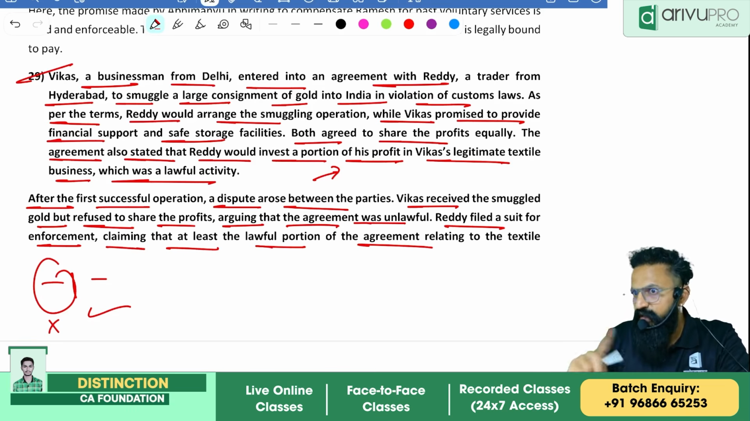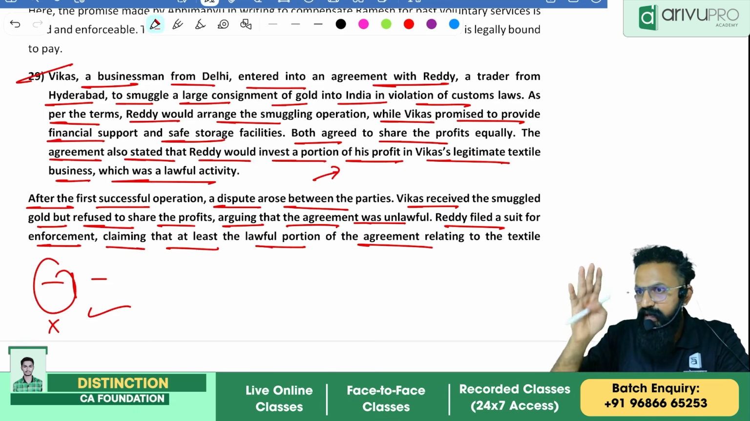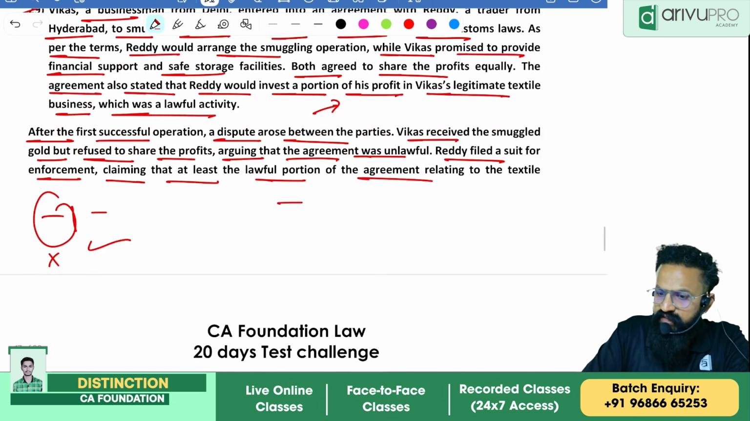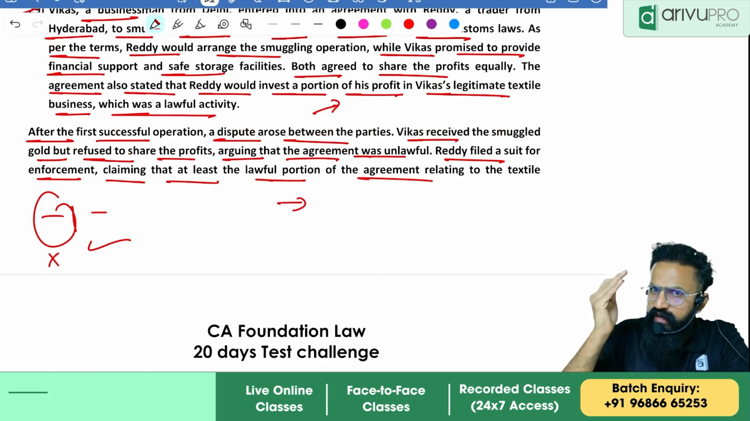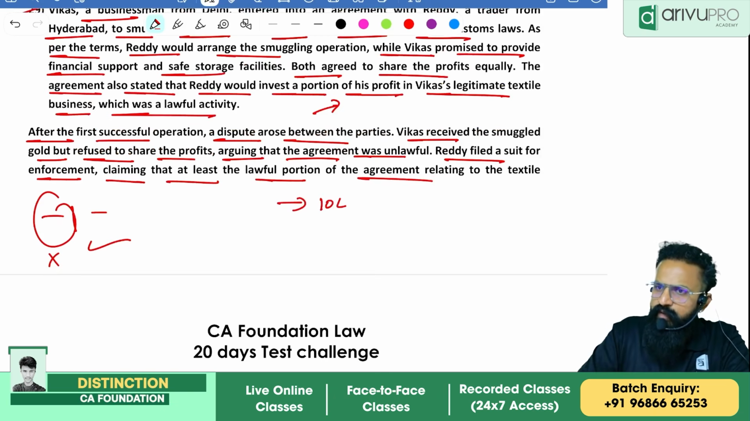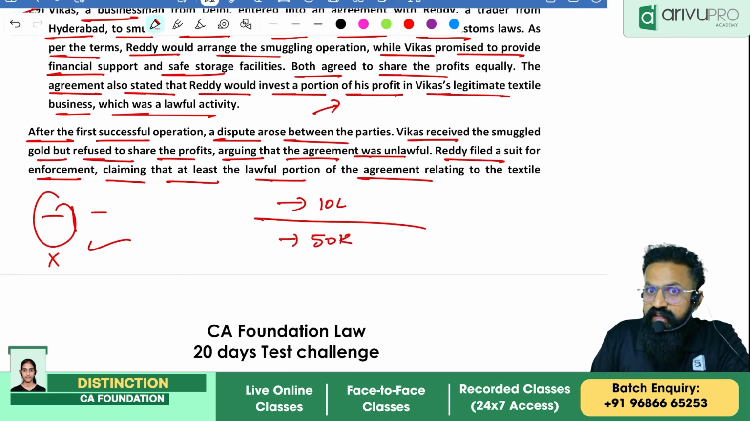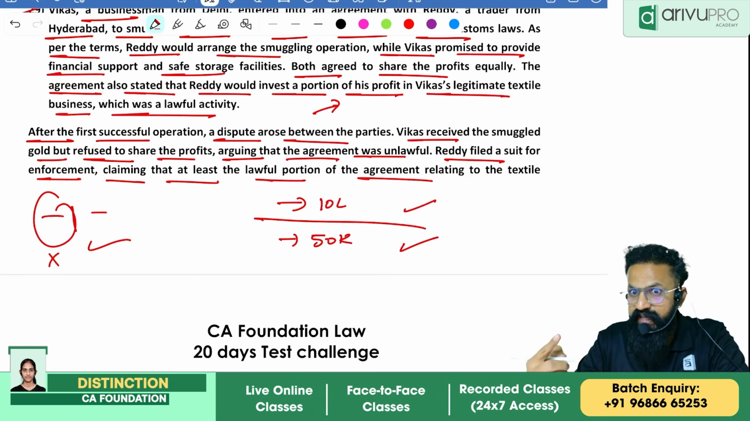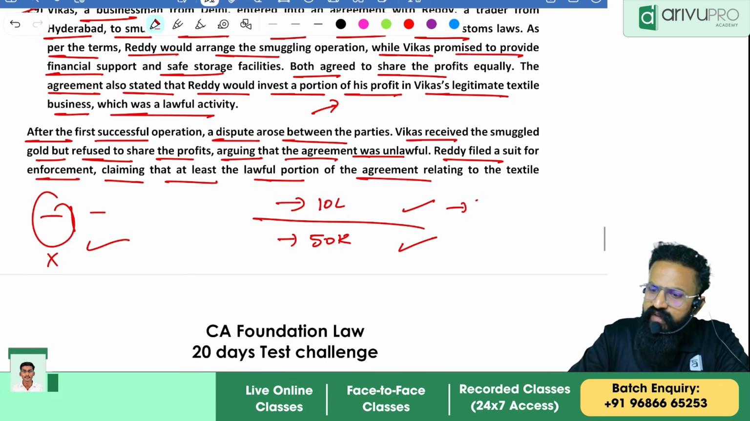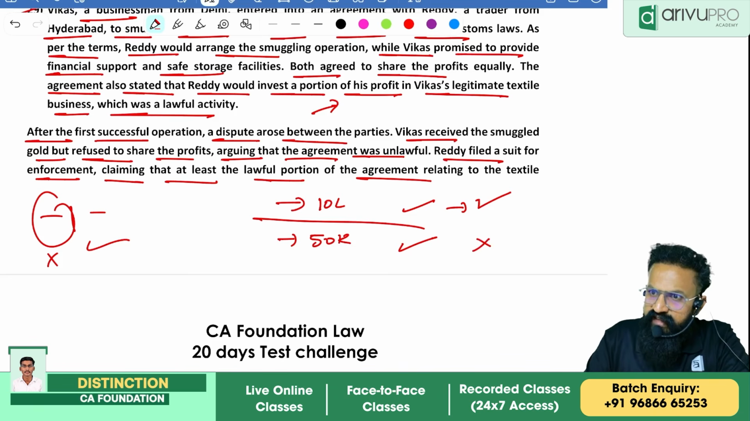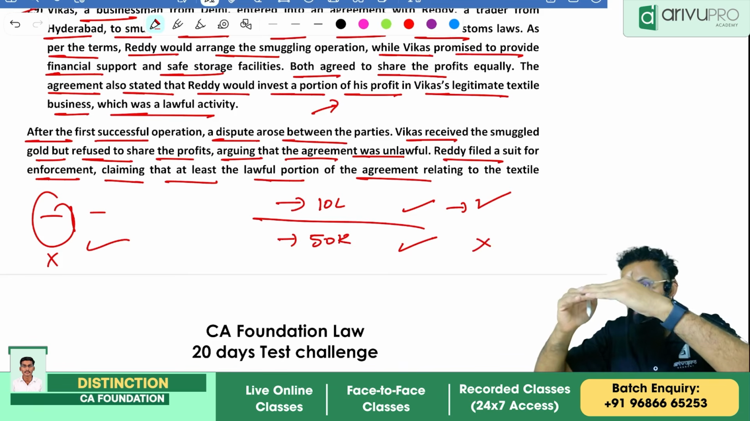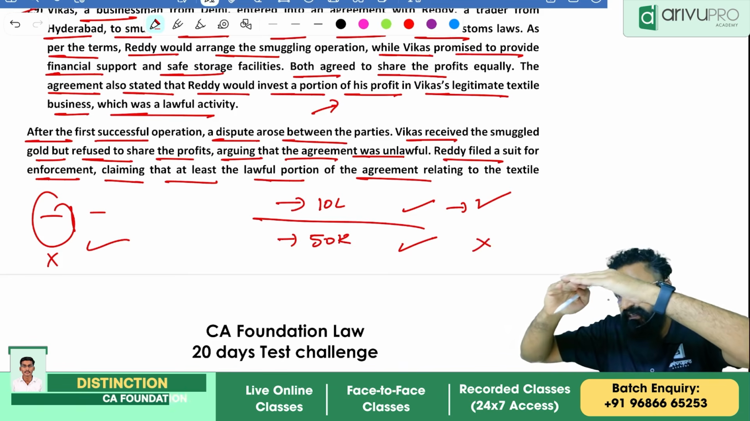Now, I'll tell you the difference. The gamble question was one part. There, there were two contracts. One: if you use it for any purpose, you will give me 10 lakh. The other contract says: if you use it for gambling, you need to pay me 50,000. Can I say there are two different contracts? Can I separate them easily? That's why we enforced one and did not enforce the other, because you can split the contract itself into two.